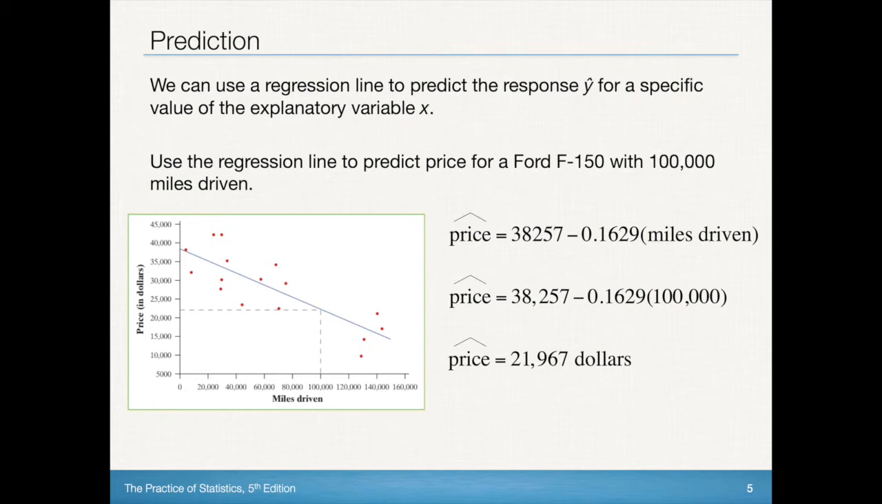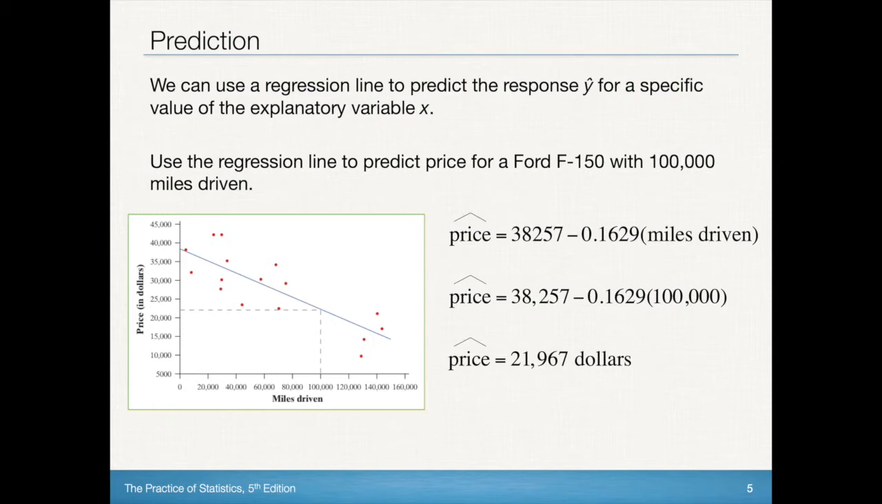Now we can substitute in our 100,000 miles to show that this is the value of miles driven that we're trying to predict the price for, and we get our predicted price of $21,967. Now, does this mean that the car will actually sell for this much? And the answer is maybe, maybe not. It is the predicted value based upon the trend associated with the sales of all of these Ford F-150s and their respective miles driven, and based upon that trend, we believe that a fair predicted price for this value is $21,967.